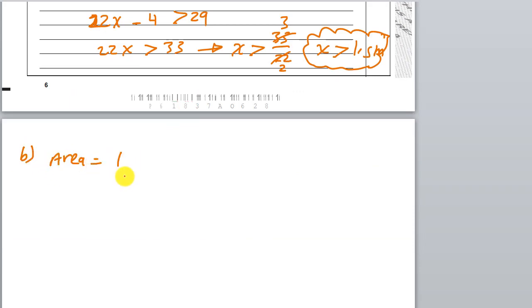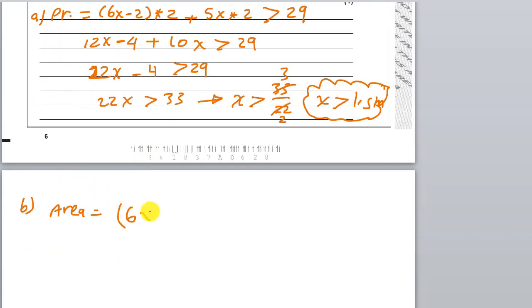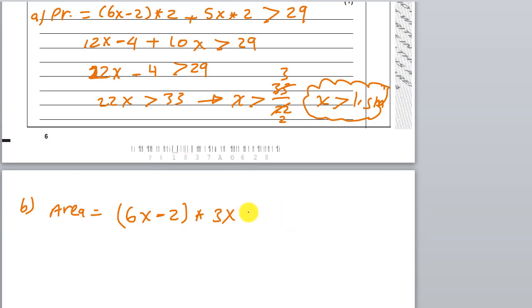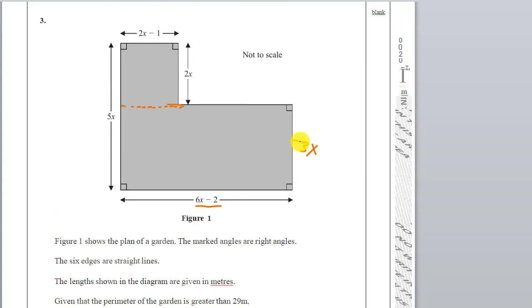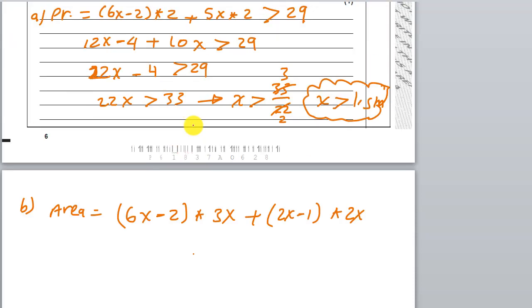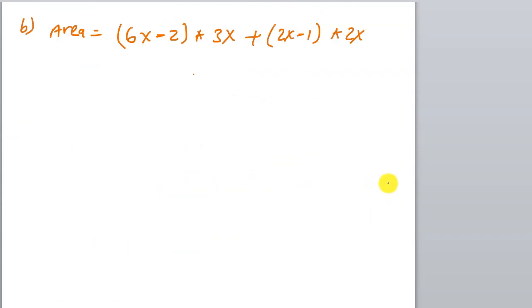Area equal to, again, 6x minus 2 multiplied by 3x, which is this side. 5x minus 2x gives us 3x. Plus the second part, 2x minus 1 multiplied by 2x. So this area, according to what is given here, is less than 72.